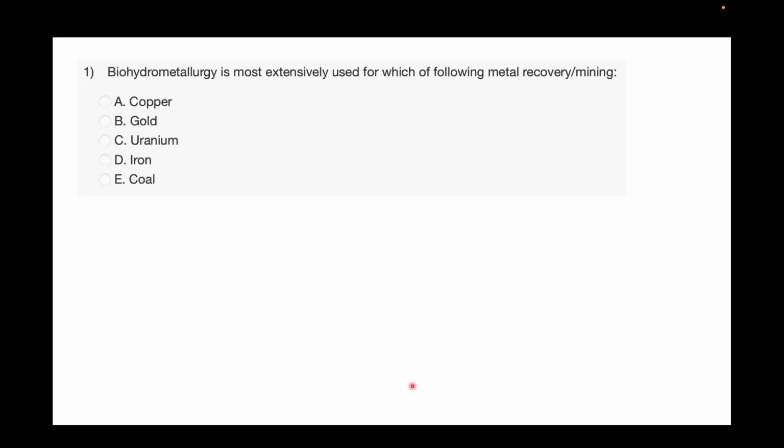Biohydrometallurgy is most extensively used for which of the following metal recovery or mining? Understood the question? Biohydrometallurgy most extensively used for which of the following metal recovery? Option A, copper. Option B, gold. Option C, uranium. Option D, iron. Or option E, coal.